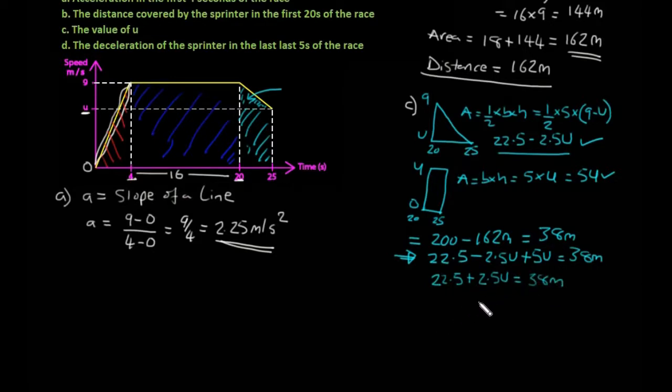We simplify this further, we get 2.5u is equal to 15.5. Hence u is equal to 15.5 divided by 2.5, which is equal to 6.2 meters per second. Hence value of u is equal to 6.2 meters per second.